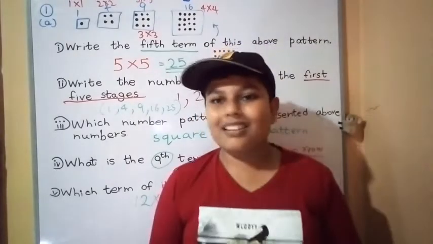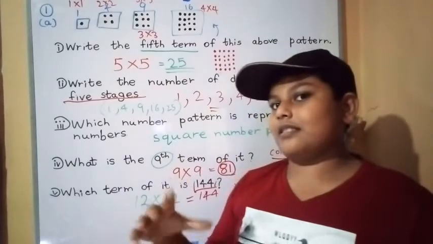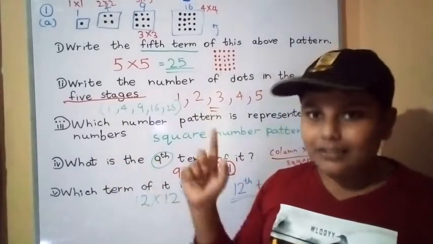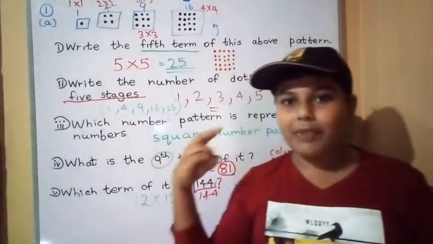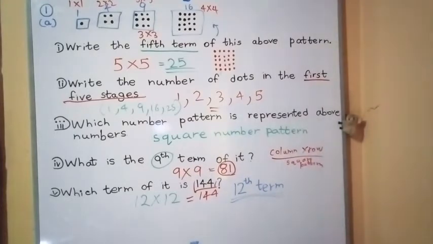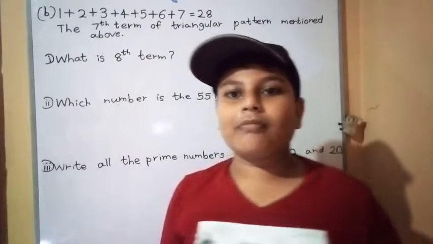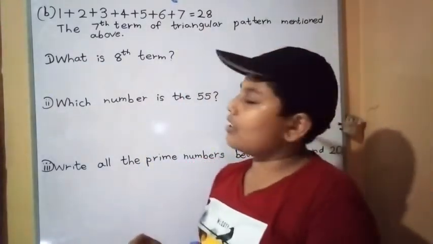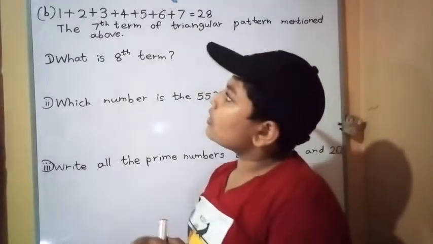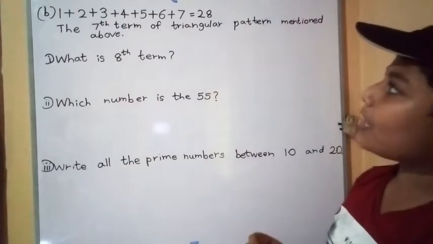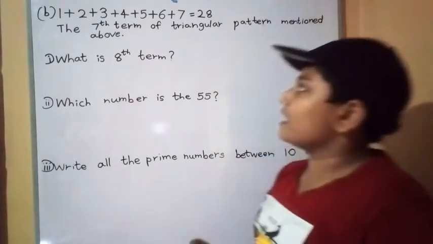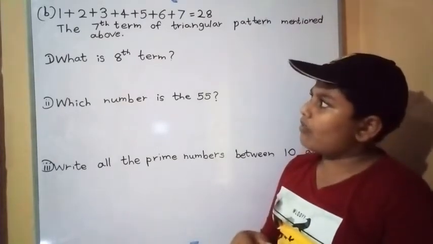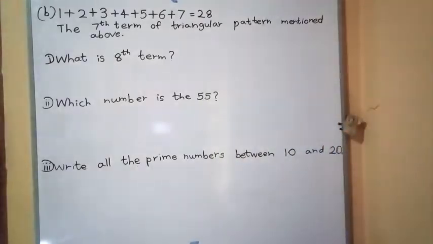Now the first question part A is discussed. Let's see. Move for the part B. In this first question, Grade 6 guys, in this part 2 paper. Okay, this is the part B in the first question, part 2. Now, 1 plus 2 plus 3 plus 4 plus 5 plus 6 plus 7 is the 28. The 7th term of triangular pattern mentioned above. What is 8th term? They have 3 sub-questions.